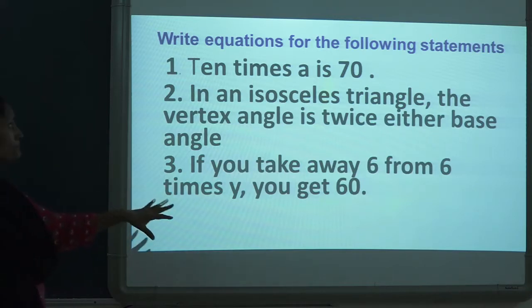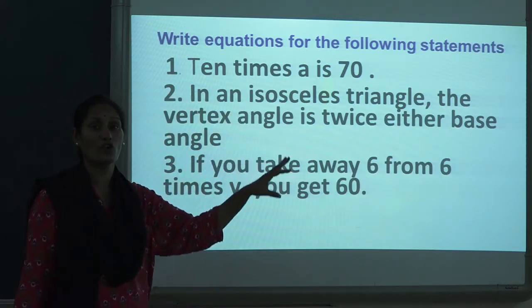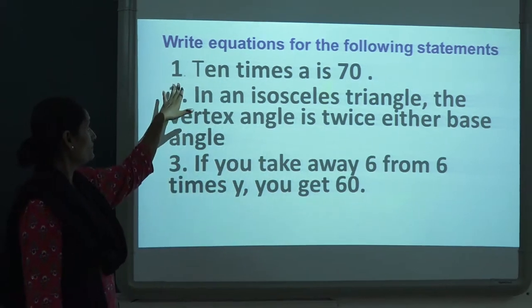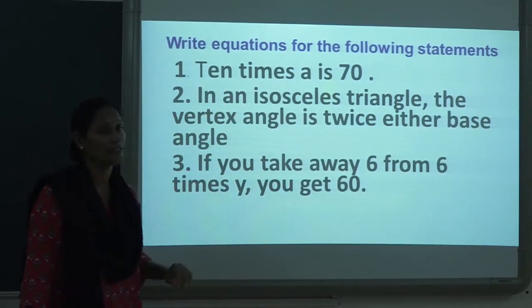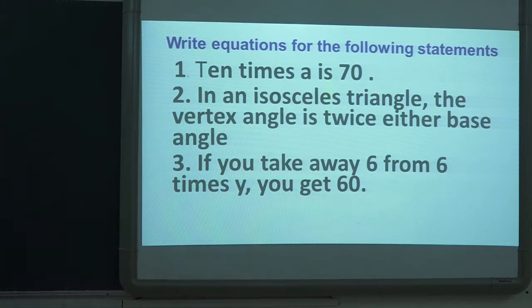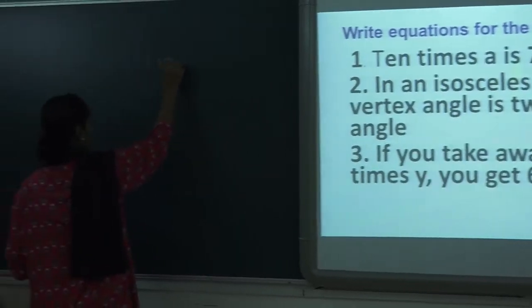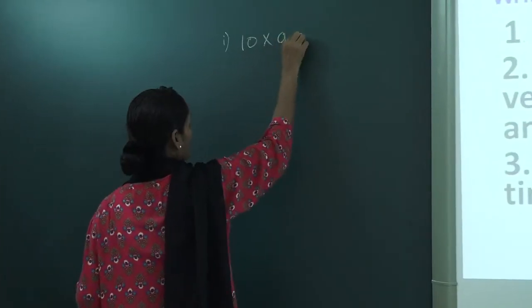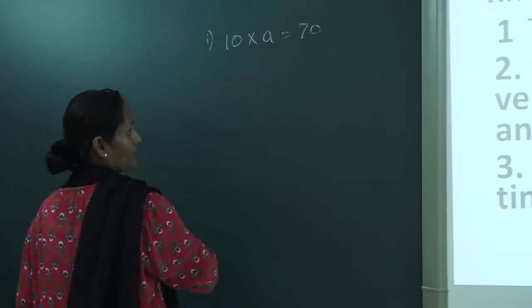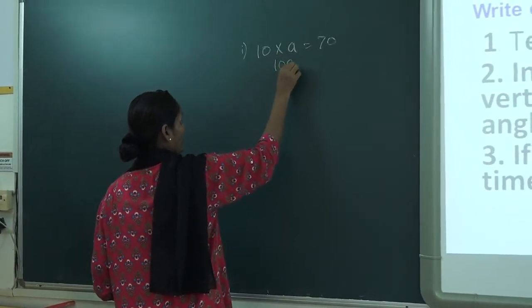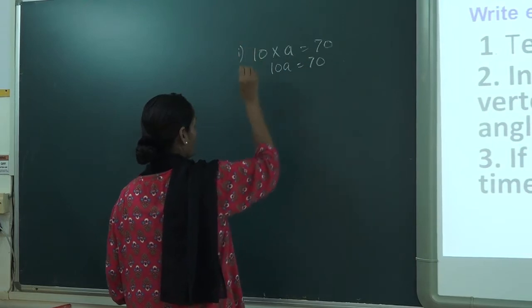Now write equations for the following statements. Here we are writing an equation for the statement. First question: 10 times A is 70. So 10 times means multiplication. A equals 70. I can write 10 into A as 10A equals 70.